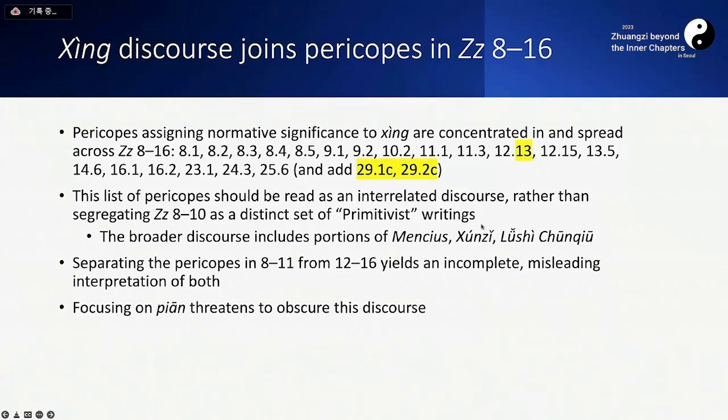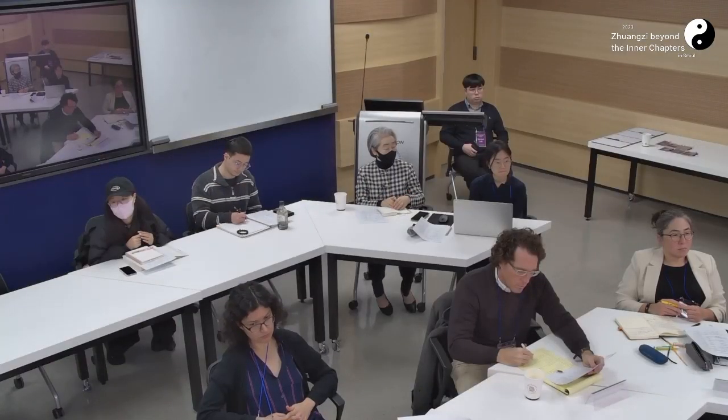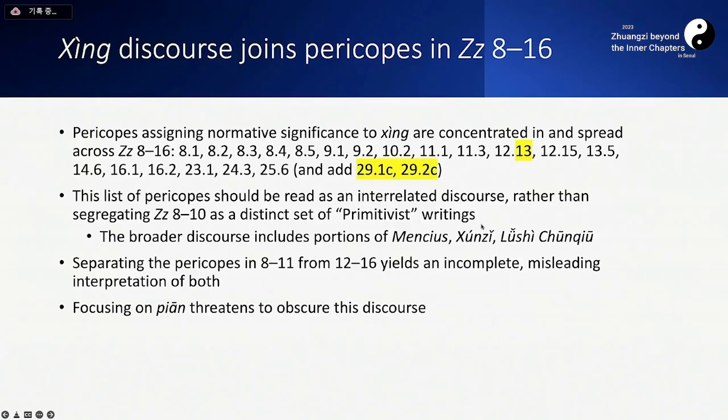So I want to suggest not only that the Heaven books are fundamentally disunified, but also that drawing a boundary between what Graham called the primitivists and this material is potentially very badly misleading because it might lead readers to neglect the deep connections between portions of these books and 8 through 10 or 8 through 11. So instead, I suggest we look at them as a continuous discourse.